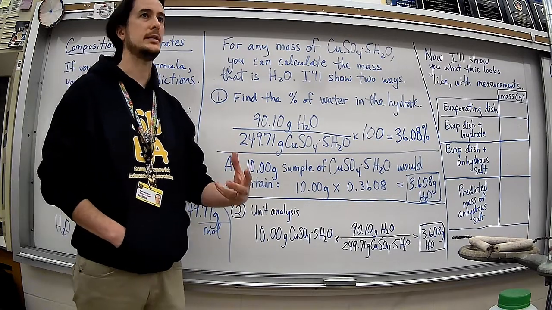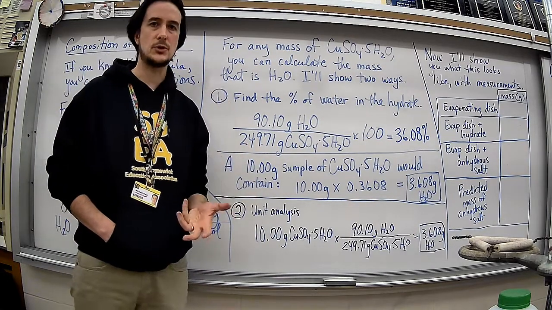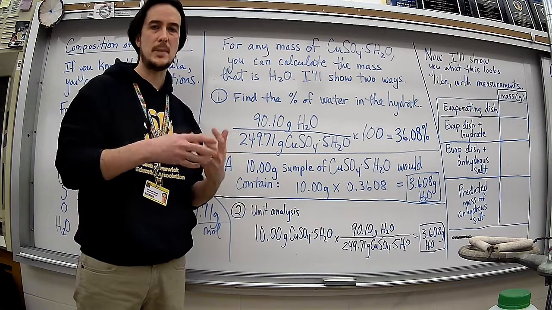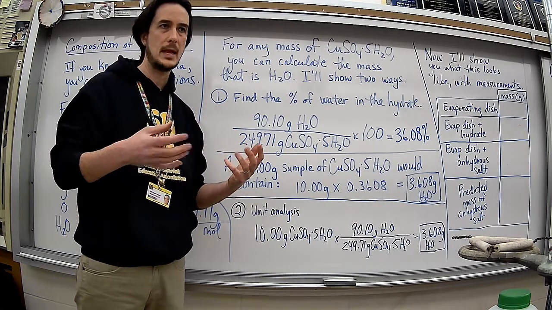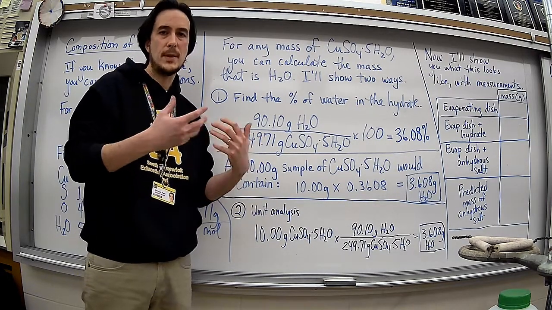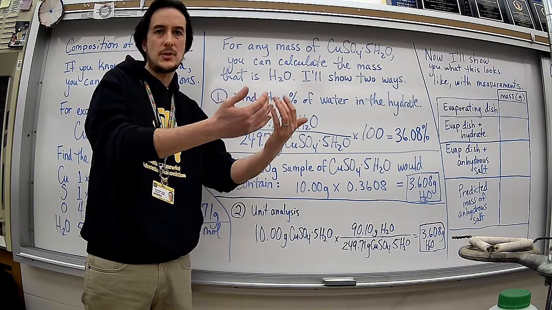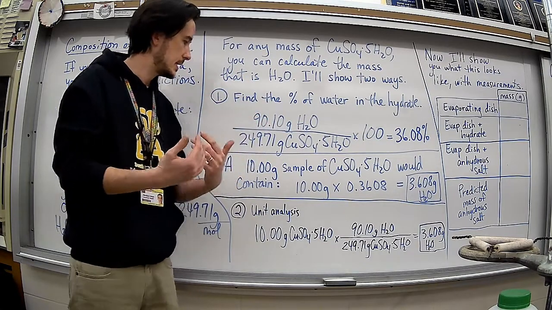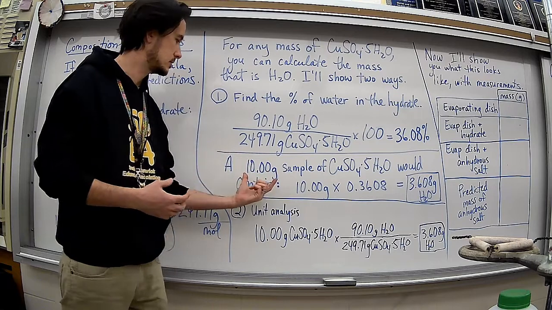Right? Knowing that, you can say, okay, well, I know it's 36% water, so if I know the mass that I start with, and I heat it, and I heat all that water out, that means the mass has to go down by 36%. That's the idea. So I know a lot of students did like to do it this way.